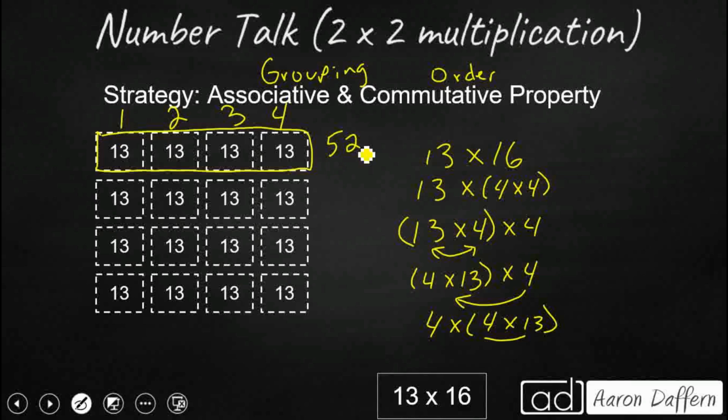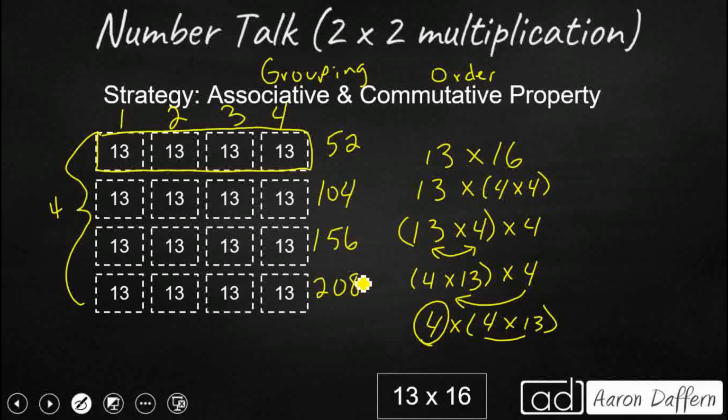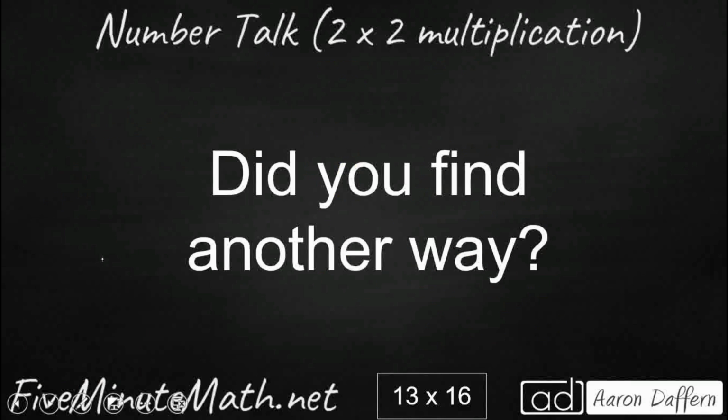So what I could do now is I could skip count by 52s, because remember, I've got 4 groups of the 4 groups of 13. So if I skip count by 52s 4 times, I've got 104, 156, 208. So those are just a few of the different ways that you can use mental math to solve 13 times 16.